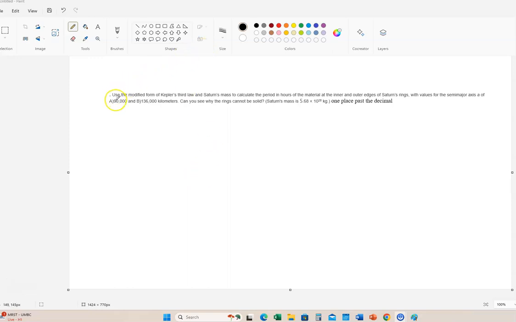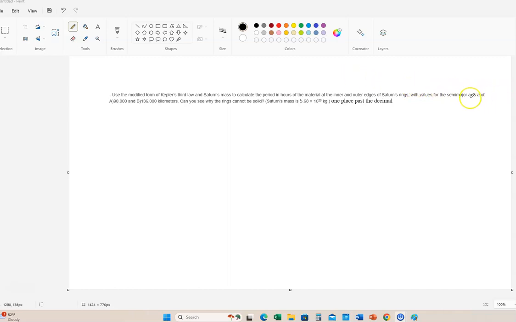All right, so this is number 7. It says use the modified form of Kepler's third law and Saturn's mass to calculate the period in hours. That's important, right? Calculate the period in hours for the material in the inner and the outer rings of Saturn. All right, we're going to round one place past the decimal.